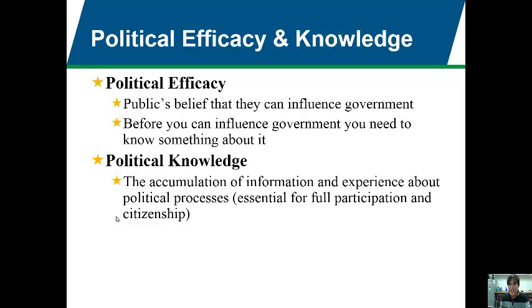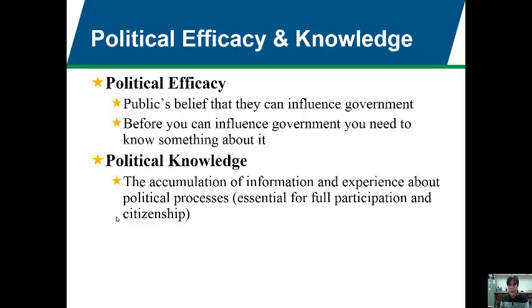And before you can influence government, you need to know something about it. This is where political knowledge comes in. If you have enough political knowledge, your political efficacy may be higher. Political knowledge is just the accumulation of information and experience about the political processes. So the more you're involved with politics, the more information you have about a policy issue or the system in general, then your political efficacy may be a little bit better.